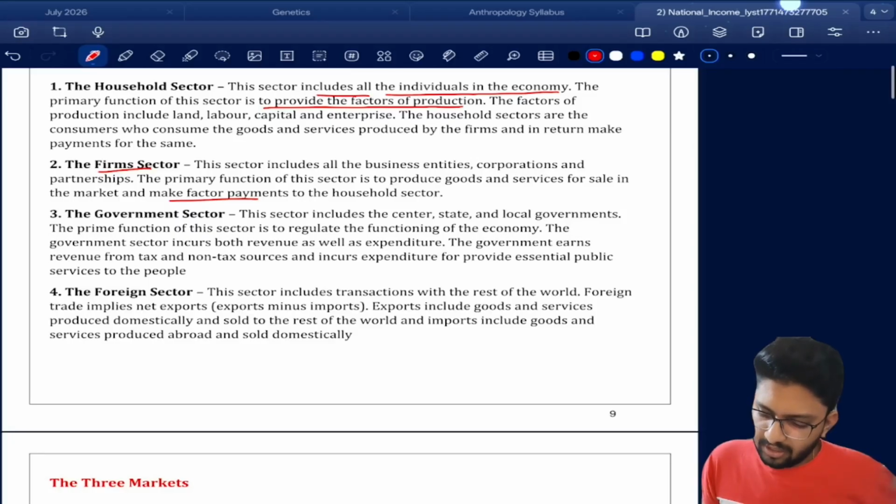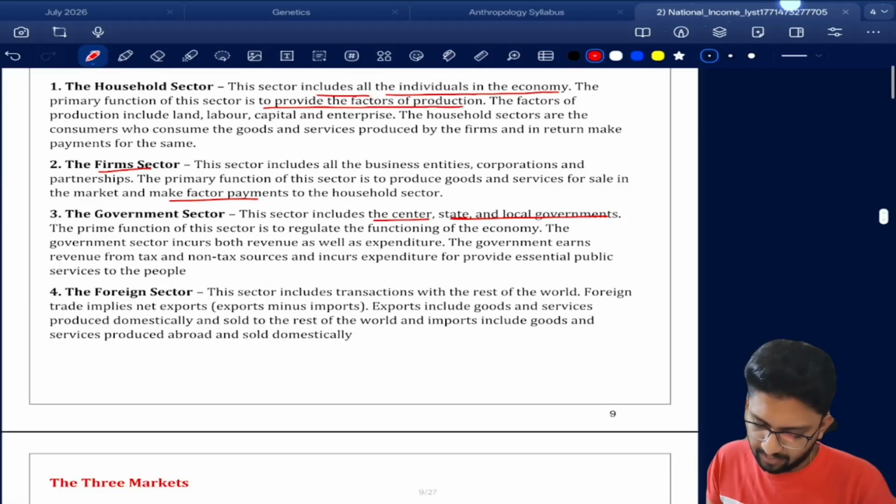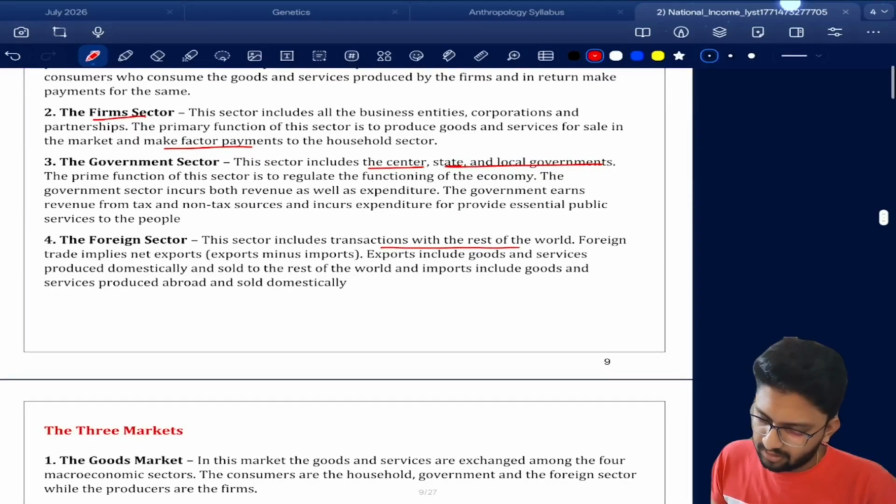for sale in the market and make factor payments to the household sector. The government sector. This sector includes the center, state, local government. Foreign sector includes rest of the world. Foreign trade implies net exports. Exports include goods and services, etc.